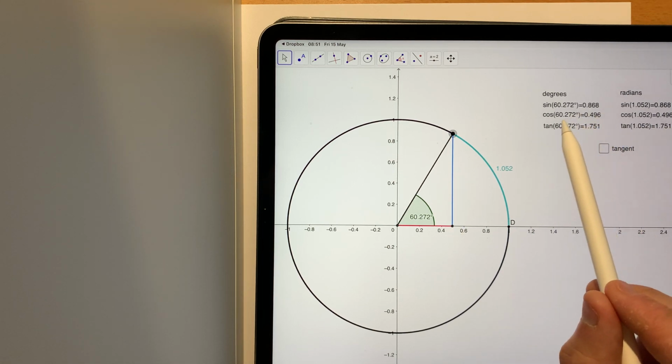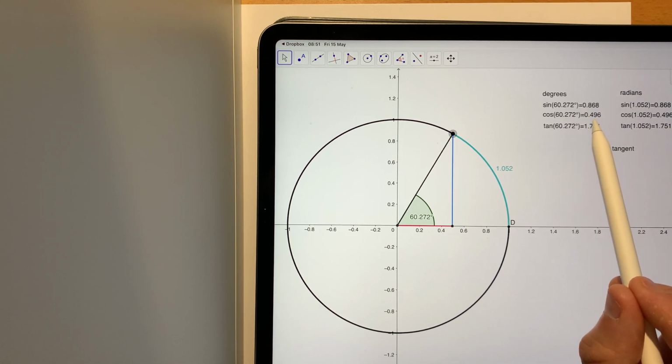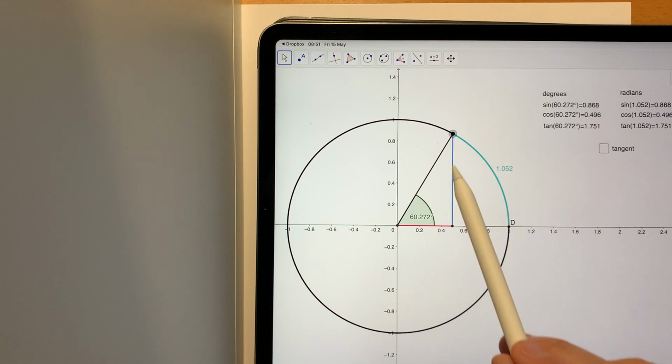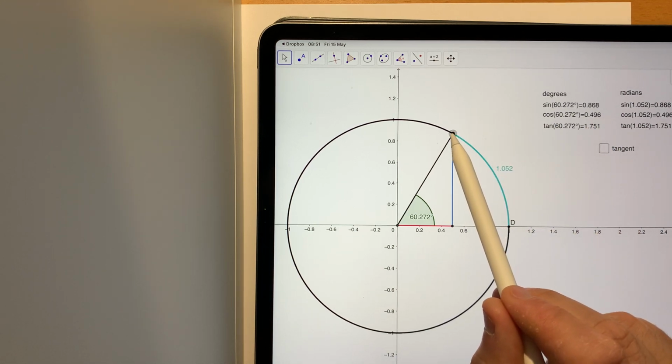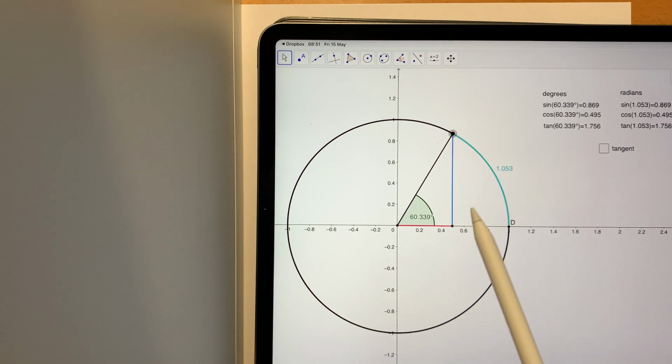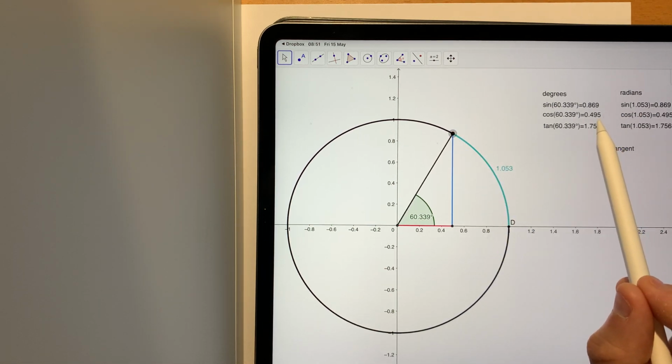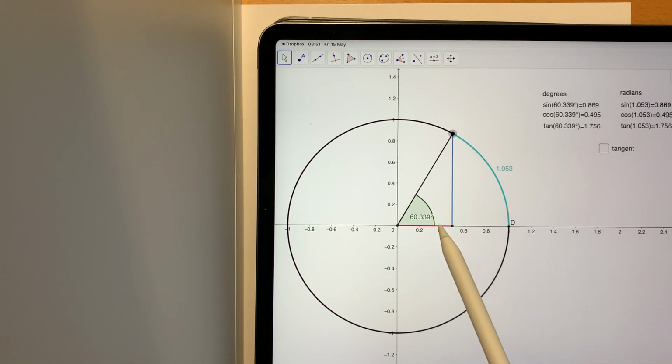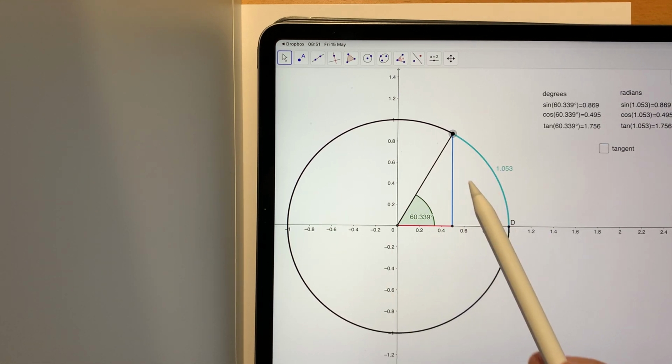You see, your cosine is now 0.496. Because it's so fiddly, I can't do it in a better way. But let's just get close to 60 degrees. Yeah, here we go. So it's approximately 0.5. If I was able to hit 60 degrees exactly, it would be 0.5. So that's the red line. Do we have another point on this unit circle where we do have 0.5?